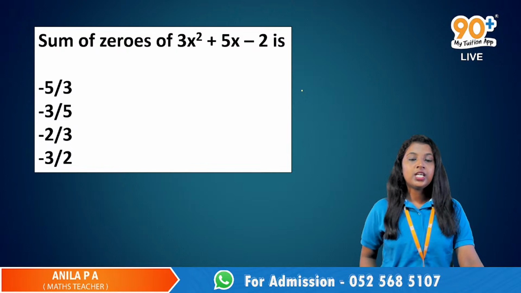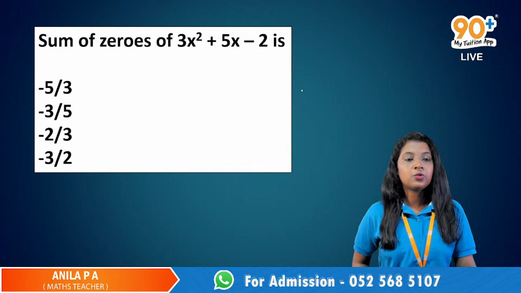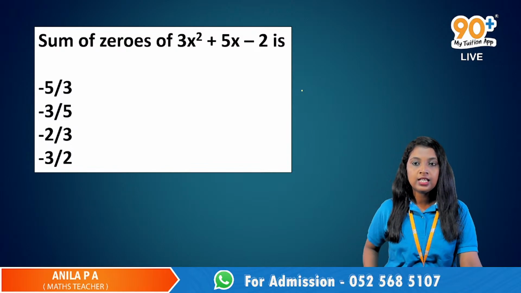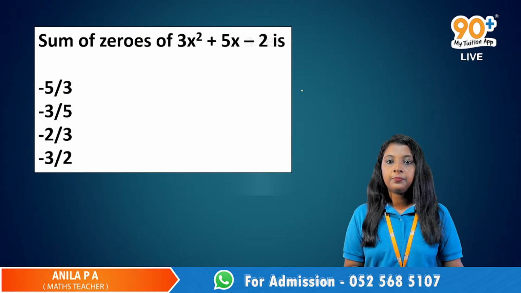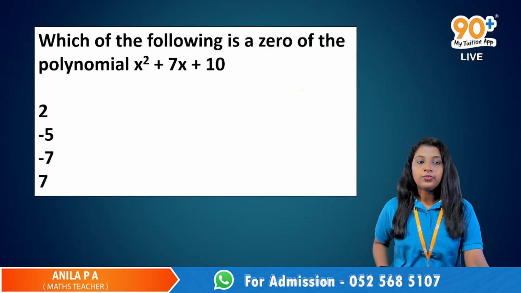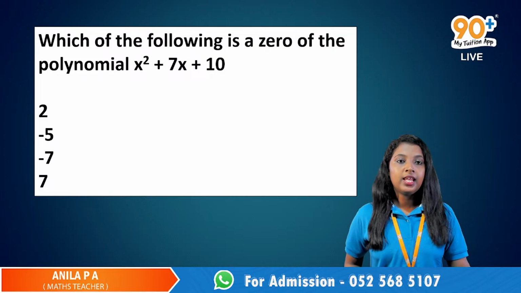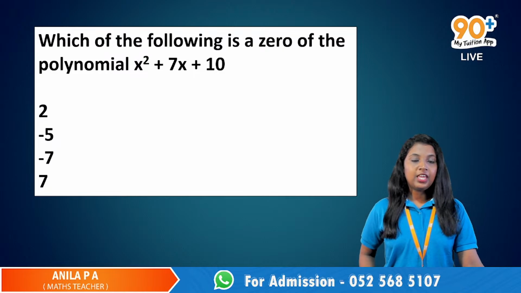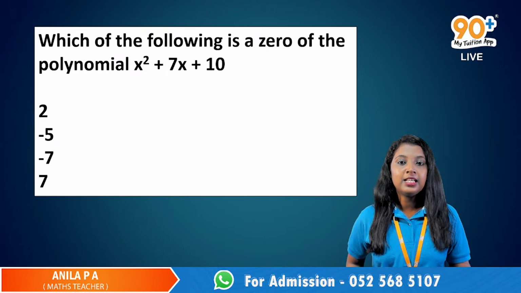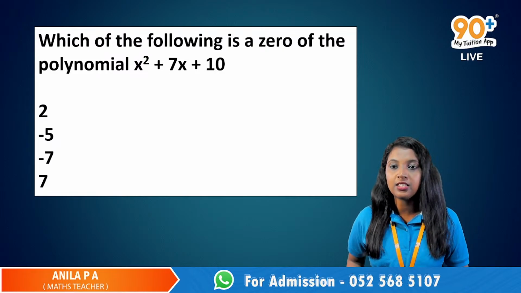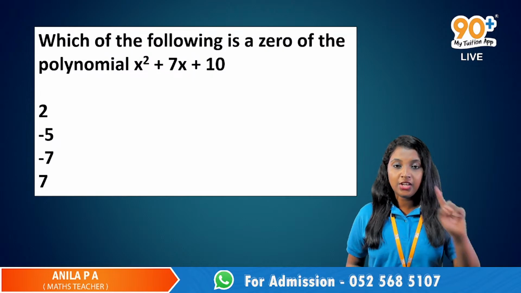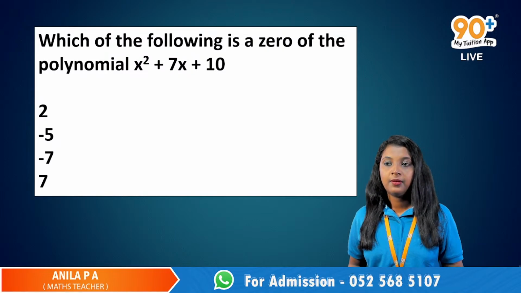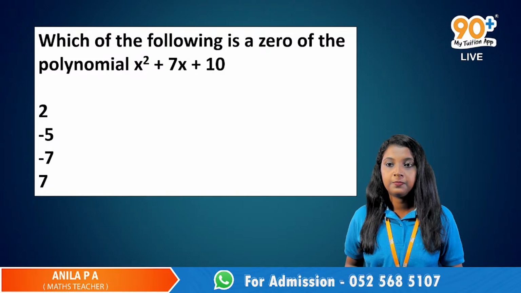Sum of zeros of 3x square plus 5x minus 2. That is the first question. Then, which of the following is a zero of the polynomial x squared plus 7x plus 10? If you are finding this by splitting the middle term, I didn't still get. Oh, okay, just refresh your page, then you will get it.